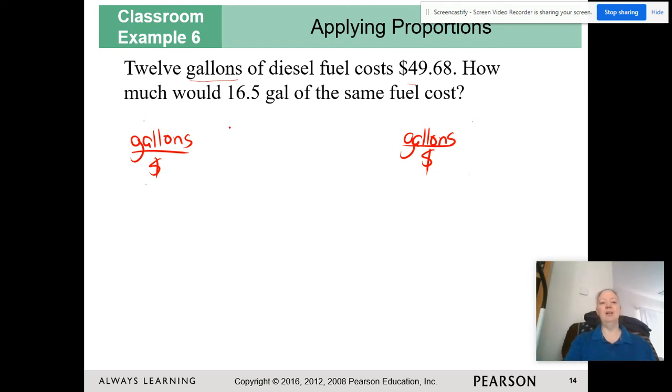So we've got 12 gallons. That's a gallon. And we've got 49.68. That is a dollar, so that's going to go on the bottom. How much would, this is a gallon, so that's going to go on the top, 16.5 gallons. And we don't know the cost. So there's my X. Okay.